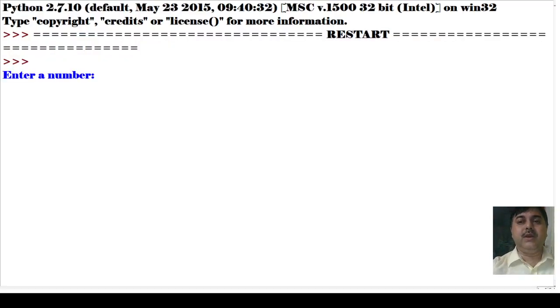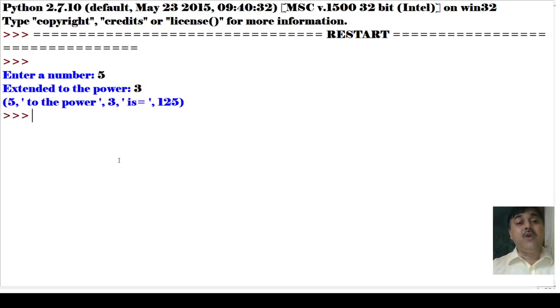So now see here, when I have run it, it says enter the first number. Suppose I have given the first number 5. Next, what to do? You have to press enter. After pressing enter, the second instruction comes in front of the screen, extended to the power. That means what power you want to give. Suppose I want to give 3. Now you have to press enter again. When you press enter, you see 5 to the power of 3 is 125.